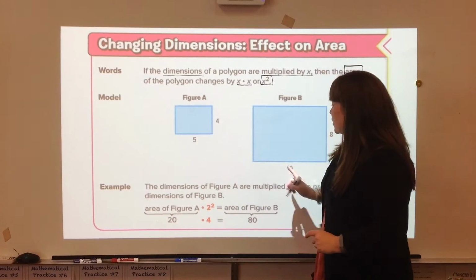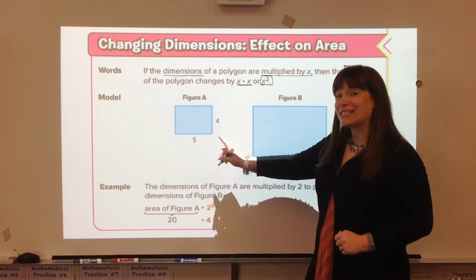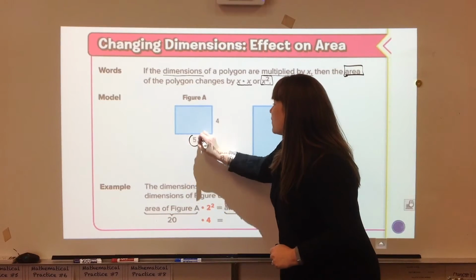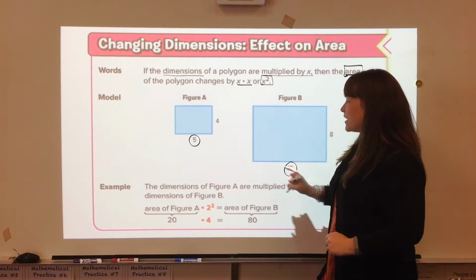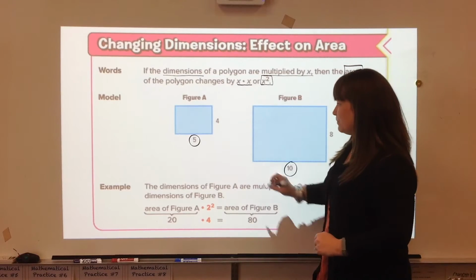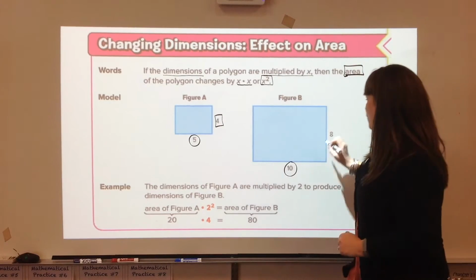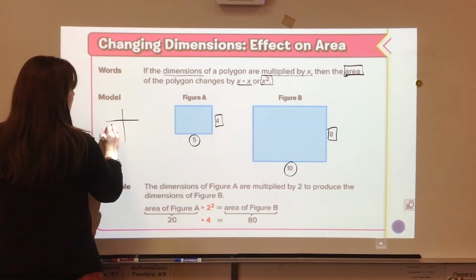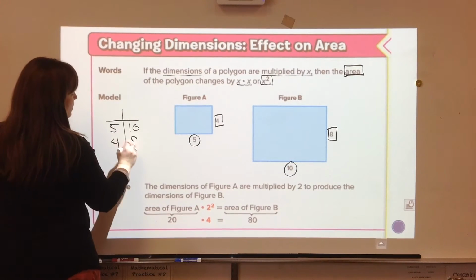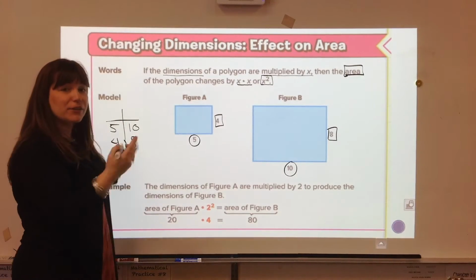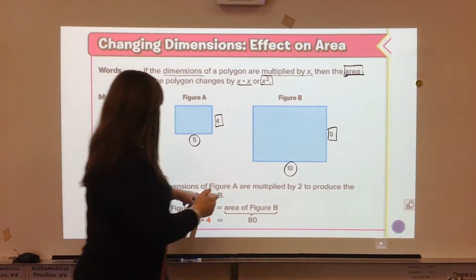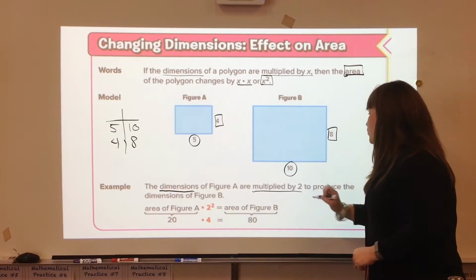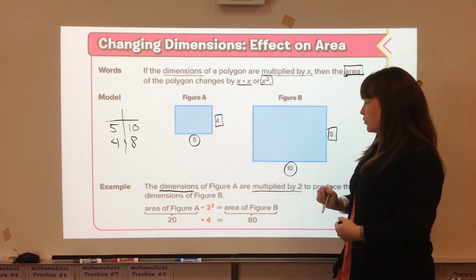So let's look at the relationship between the corresponding sides to figure out what x is for this example. So circle 5 and then the 10, because it's the bottom of this rectangle. Then put a box around the 4 and around the 8. Again, if you want to just chart it out, the 5 changes to a 10, the 4 changes to an 8. What's the pattern? Multiplying by 2. So down here, the dimensions are multiplied by 2 to get figure B, the new shape.